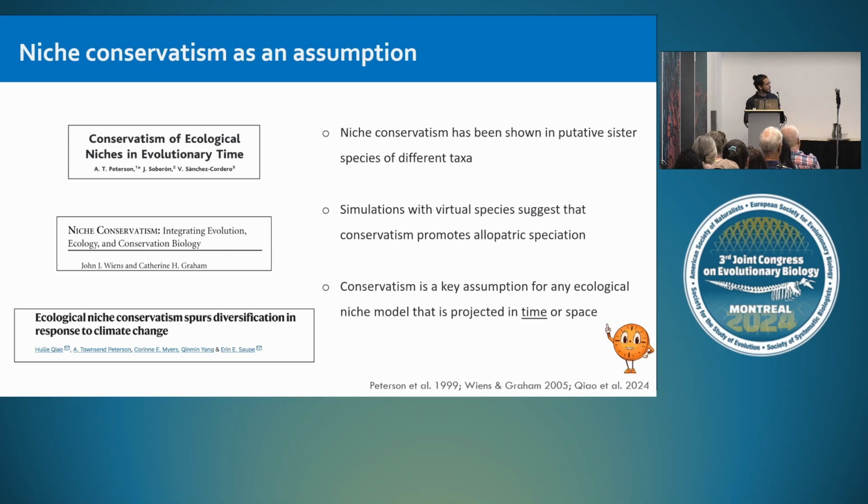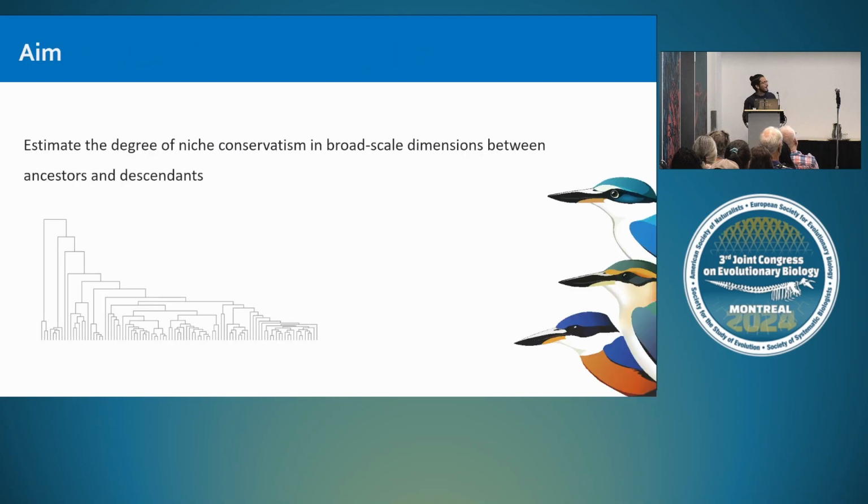So, today I'm going to talk about these kingfishers, but my general aim, with this approach I'm going to present here, with some preliminary results, is to estimate the degree of niche conservatism in these large-scale dimensions, mostly climate. And one way in which we're doing this is to compare ancestral niches to descendants, in contrast to previous analyses, or how it's mostly done, in which sister taxa are compared.